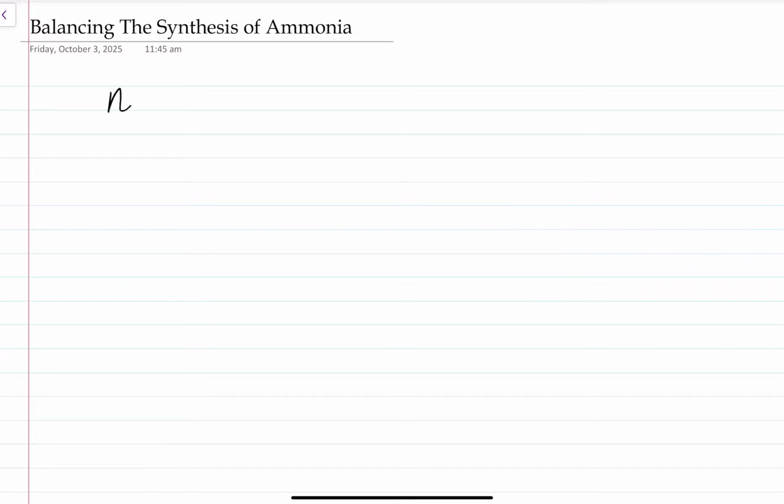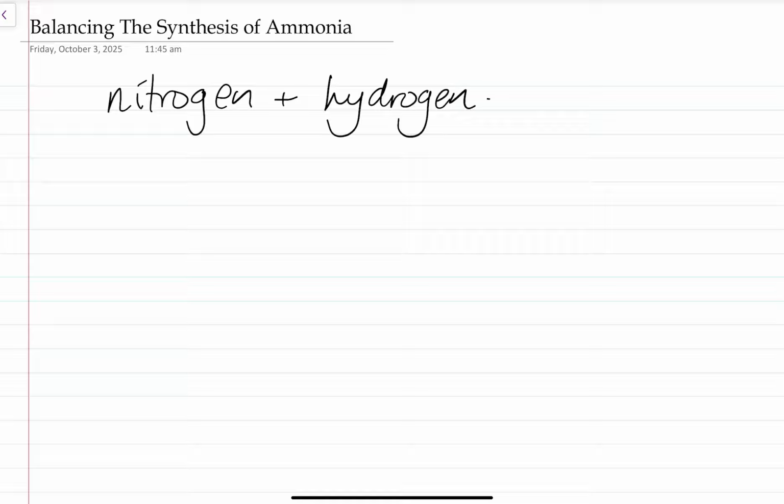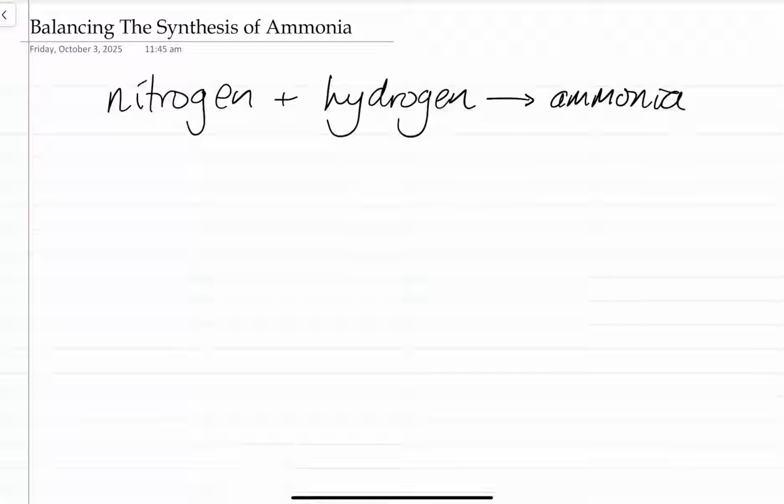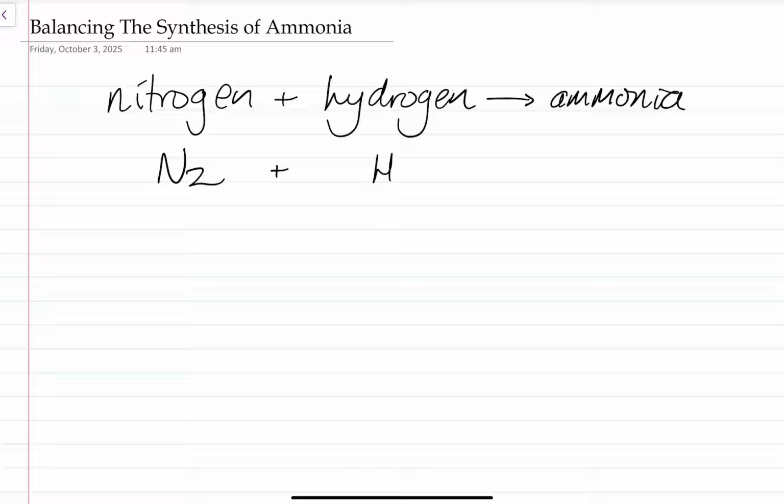We got nitrogen plus hydrogen gives us ammonia. Yeah, grab a piece of paper out. So we know N2 is locked in at N2 and hydrogen's H2, that's built in. I can even get into why that is in a minute.